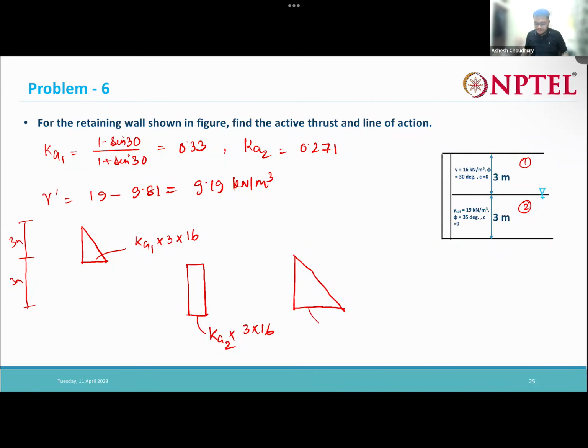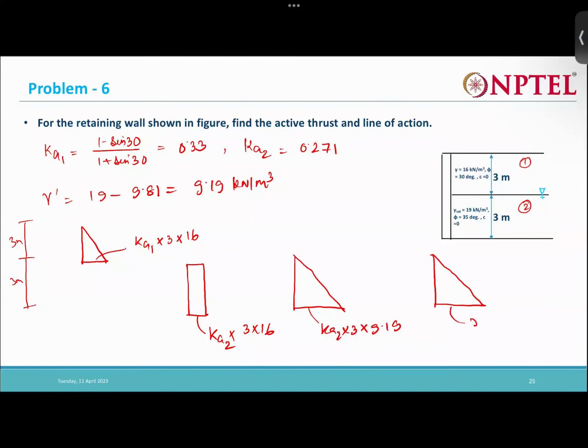What will be this one? K2 into 3 into gamma submerged. What is my gamma submerged? 9.19. Right. And the last one will be water also: gamma W into 3.